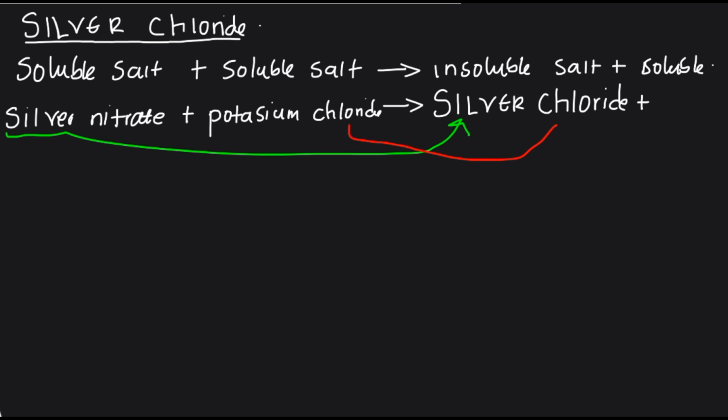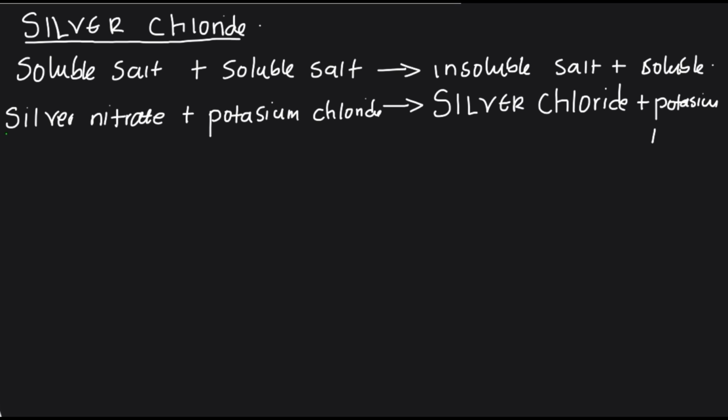So that is the pattern that I want you to have in mind. You choose two salts and make sure in each salt there is one of the ions that will form the insoluble salt. Then we know that the potassium will displace silver, giving us potassium nitrate. Potassium nitrate is soluble. All nitrates are soluble. So we still have this.